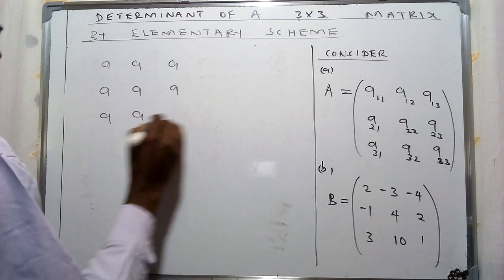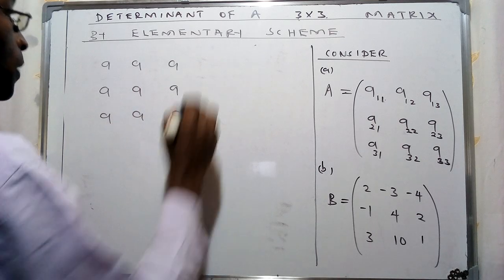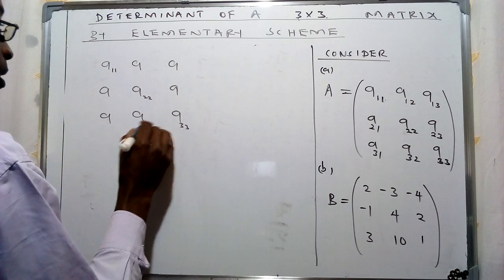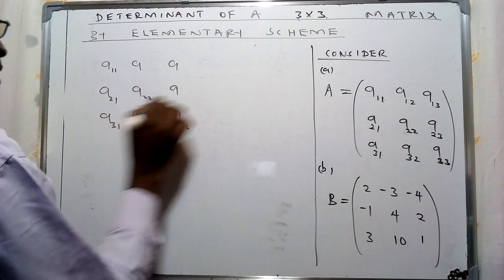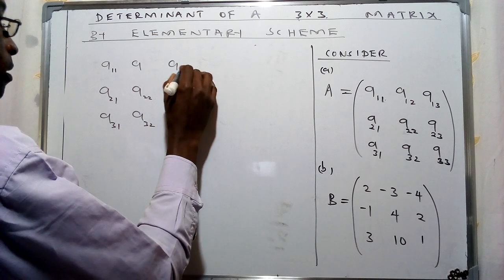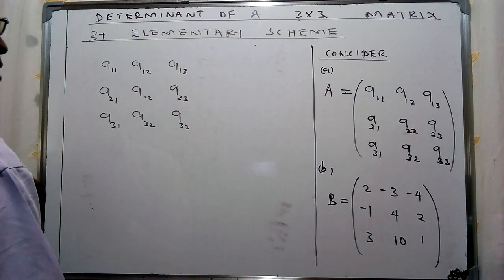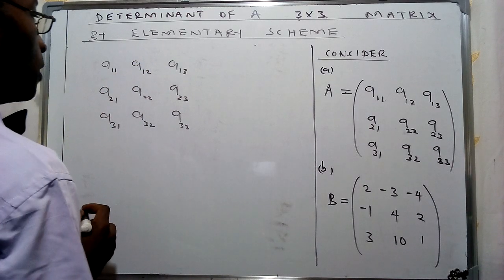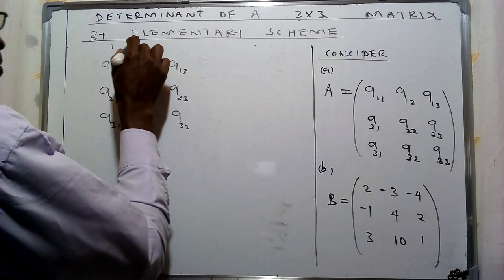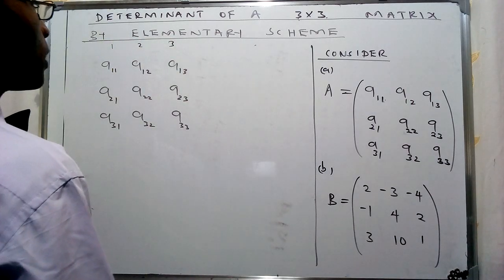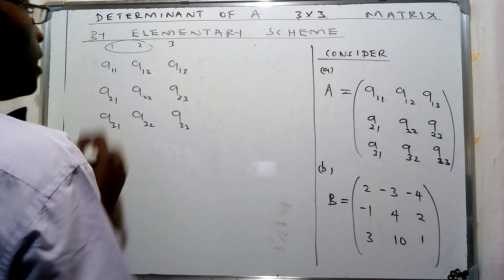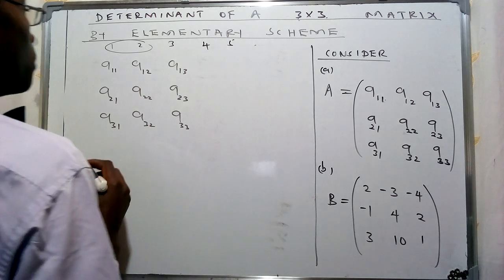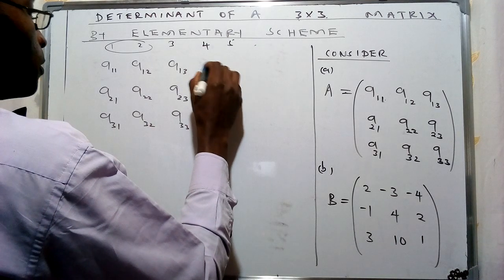I'm just going to quote the elements of A: 1, 1, 2, 2, 3, 3, 3, 2, 3, 1, 2, 1, 2, 3, 1, 3, 1, 2, given as such. Suppose I take the first two columns of this matrix, so this is the first column, the second, and the third. Now suppose I take the first two columns and repeat them as the subsequent columns, forming columns number 4 and 5.